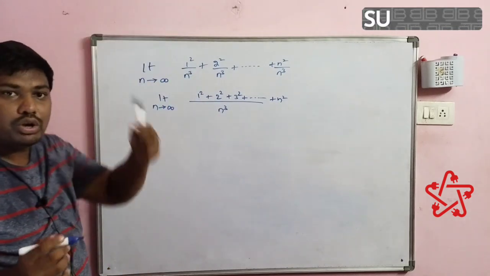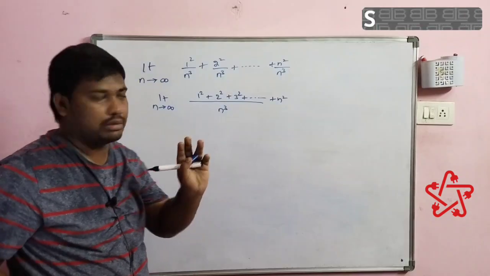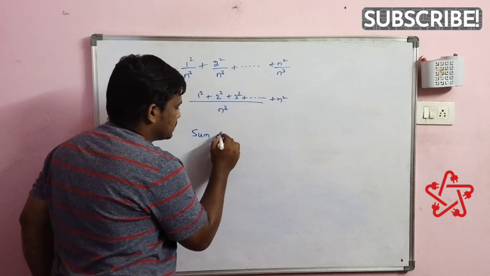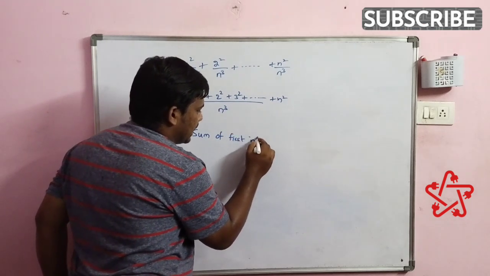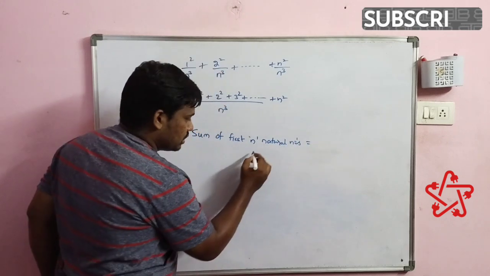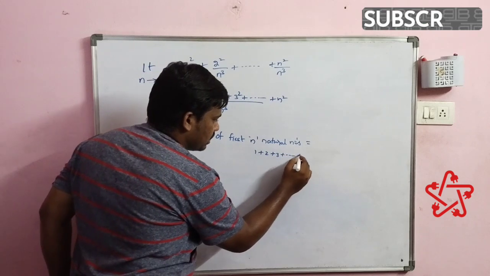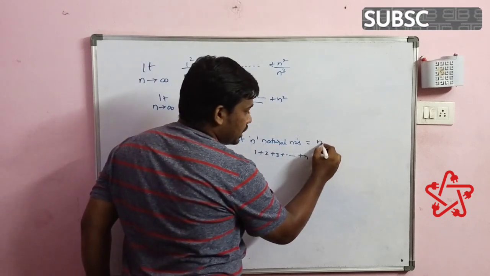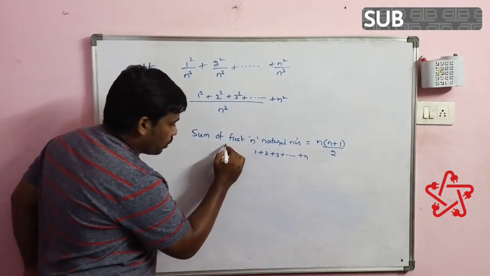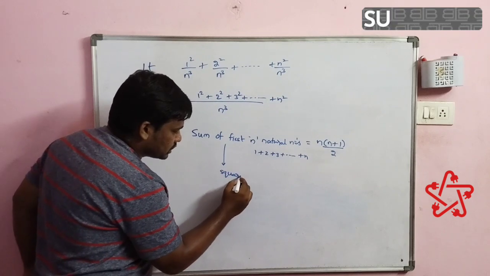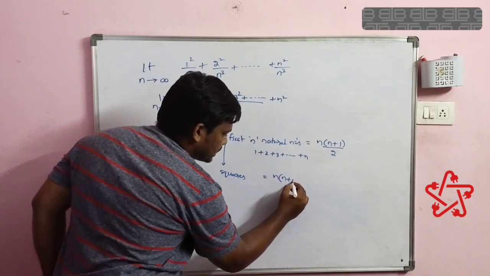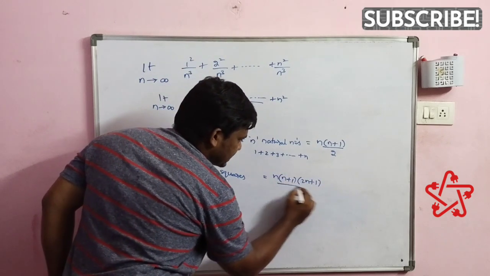After this, we need to know 3 formulae here. Before going to solve this question, we need to know 3 formulae. That is, sum of first n natural numbers, that means 1 plus 2 plus 3 plus so on till n. The formula is n into n plus 1 by 2. Now, sum of squares of first n natural numbers. For this, the formula is n into n plus 1 into 2n plus 1 divided by 6.